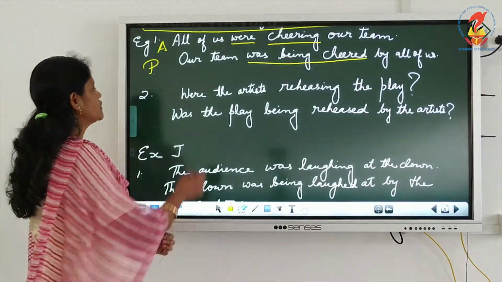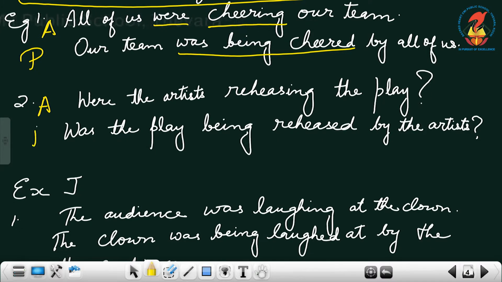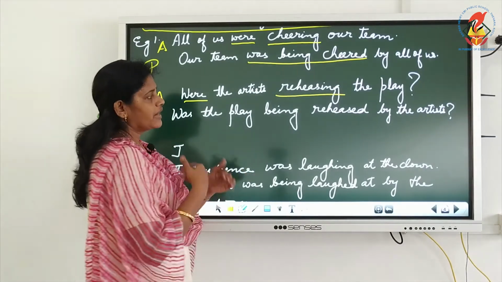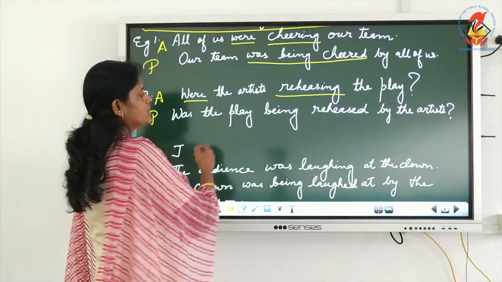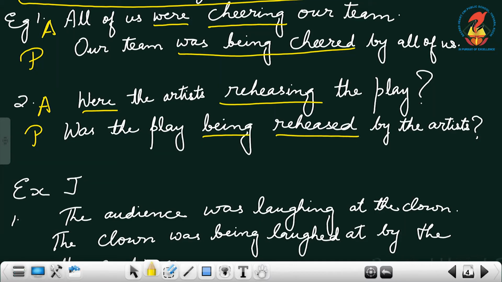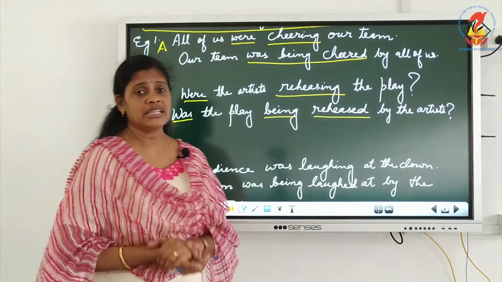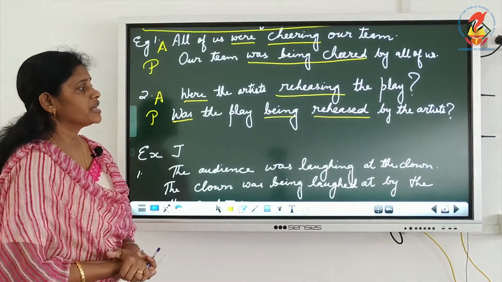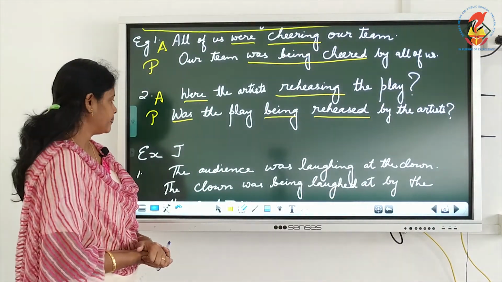Now in the interrogative form, again this is the active voice and the passive voice. Were the artists rehearsing the play? This is an interrogative sentence, and when you convert it into passive voice, was the play being rehearsed by the artists? Was comes to the beginning of the sentence as it is an interrogative sentence. Was the play being rehearsed by the artists?